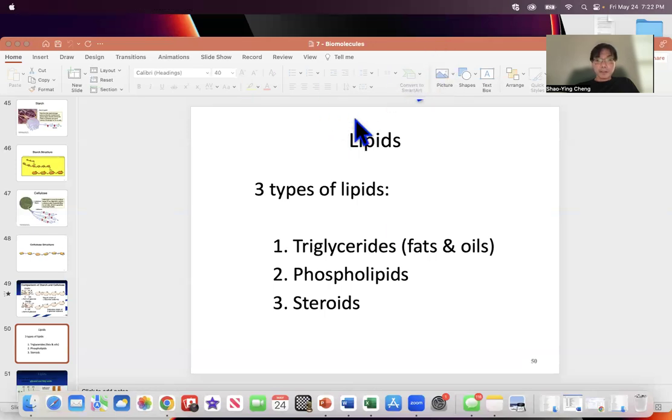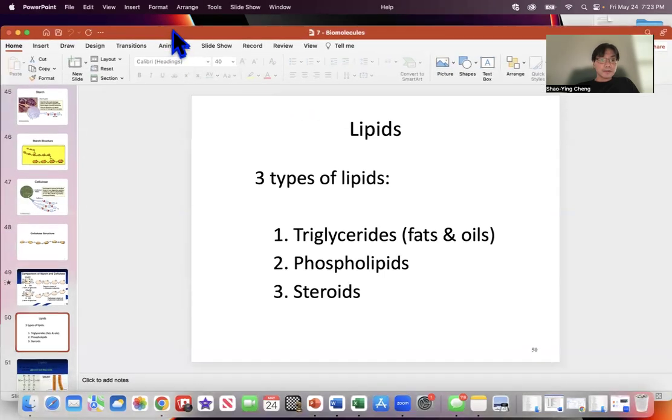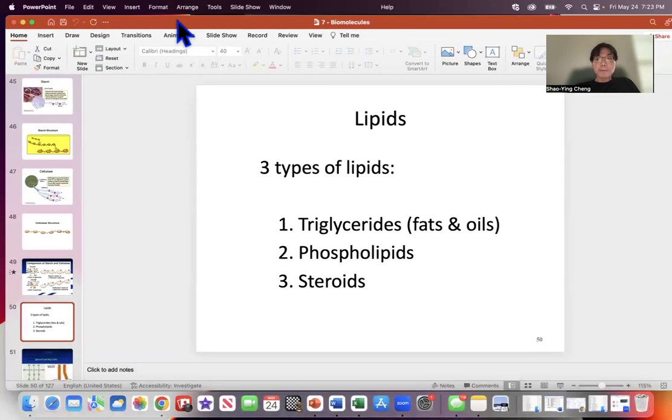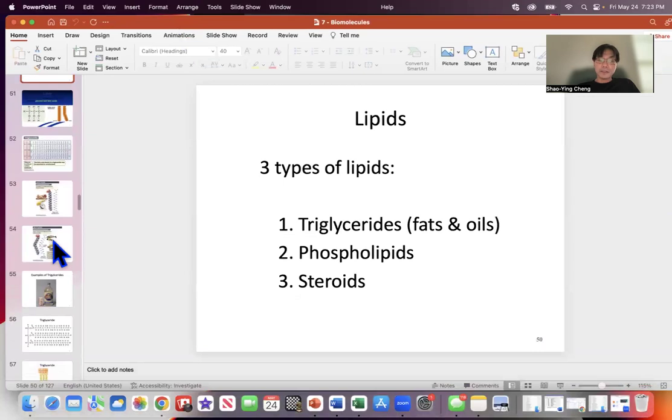The next biomolecule we are going to talk about is lipid. Okay, let's get started. So let's look at the lipid. There are three kinds of lipids we're going to talk about: triglyceride, phospholipid, and steroid. Each one is important, so you need to know these three.